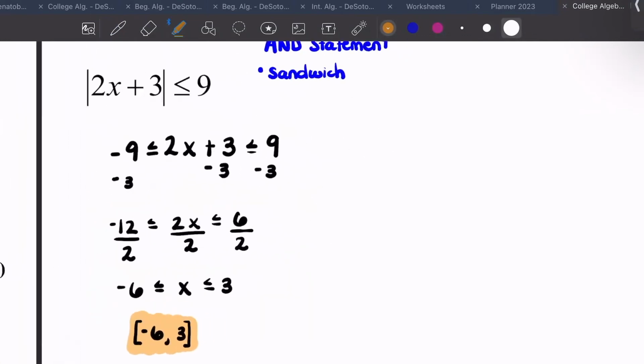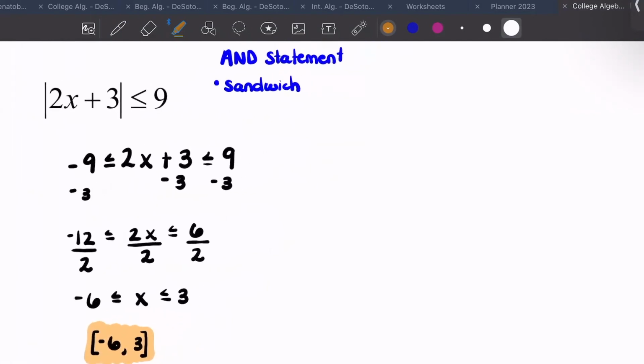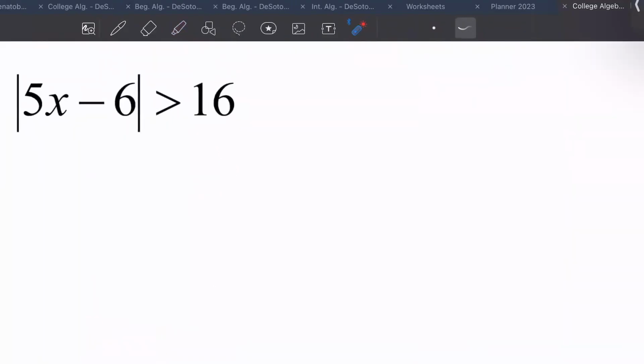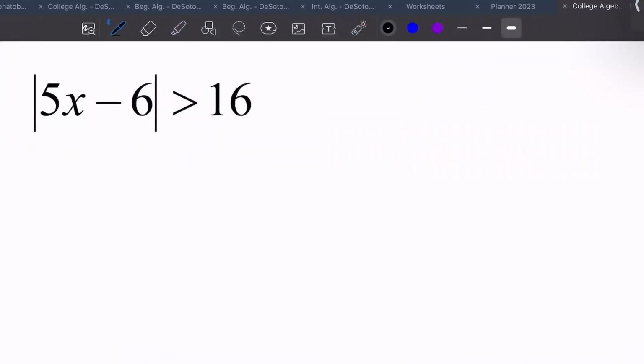All right. So really, this is the very important part that you need to know, right? Is you need to be able to identify this as an and statement, say, all right, I need to sandwich this in between two values, and those two values are 9 and negative 9, and then solve. Okay. So this one, we're going to say the absolute value of 5x minus 6 is greater than 16. So this is an or statement.